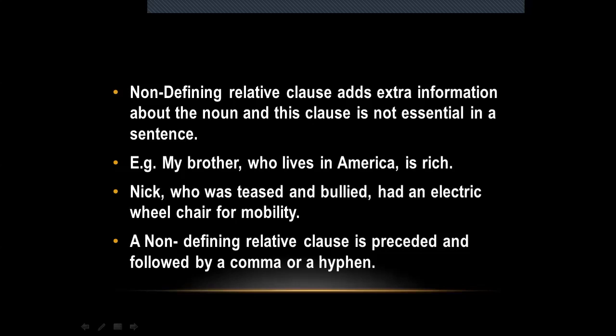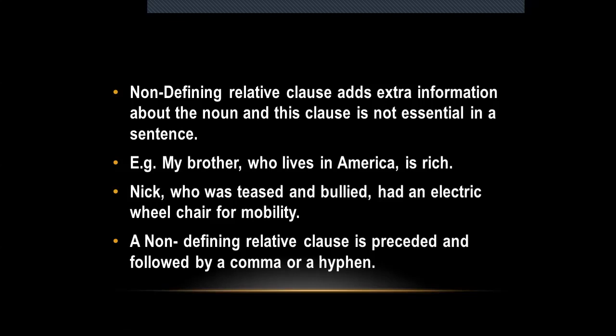Let's see another example. Nick Vujicic, who was teased and bullied, had an electric wheelchair for mobility. Here the non-defining relative clause is who was teased and bullied. This clause is giving extra information about the noun Nick. So this is not essential. Even though you remove this clause, the remaining sentence will still be meaningful: Nick had an electric wheelchair for mobility. Now you understand what a non-defining relative clause is.